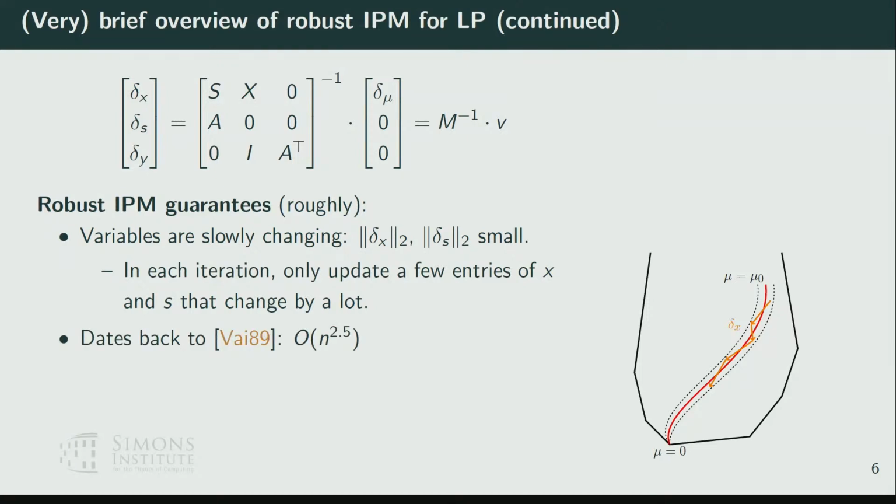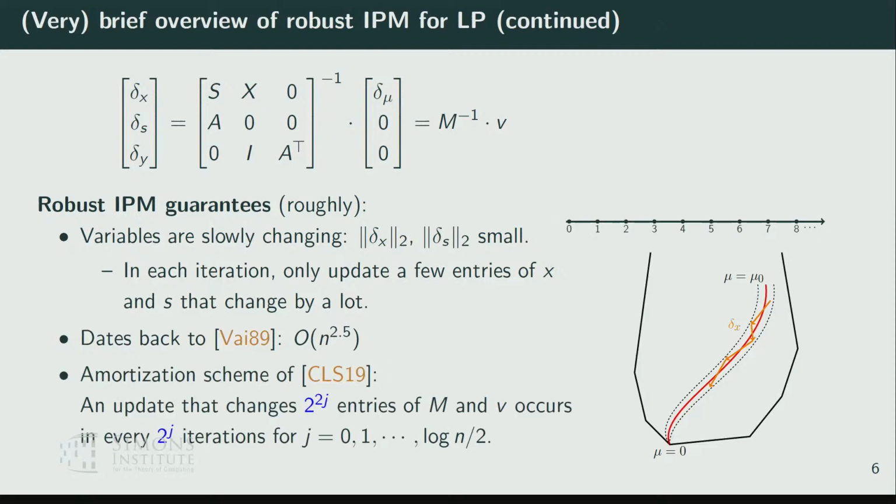This whole idea dates back to Vaidya in 1989, where he used this slowly changing and small update idea to get an n to the 2.5 algorithm for square dense LP. But in order to bring it down further to fast matrix multiplication time, we will need a more clever amortization scheme, and it was first proposed by Cohen, Lee, and Song in 2019. Very roughly speaking, this is a very complicated amortization scheme with a pretty complicated proof behind it, but I won't be able to cover any of it.